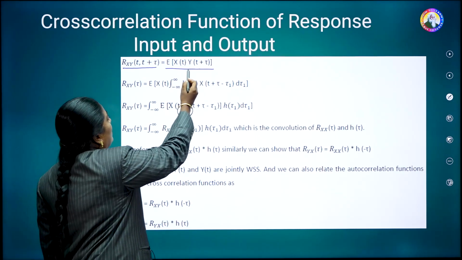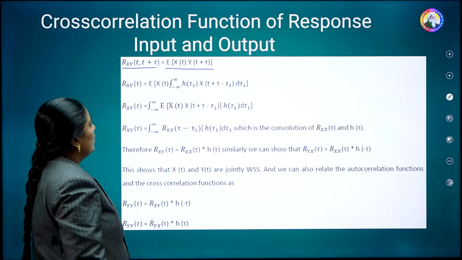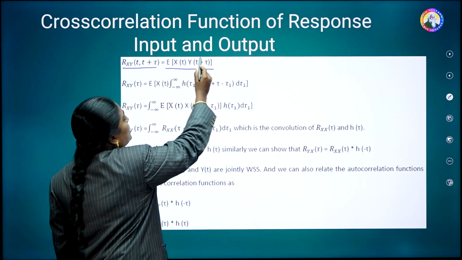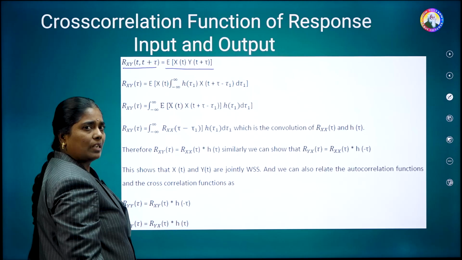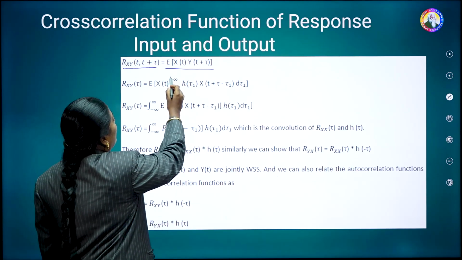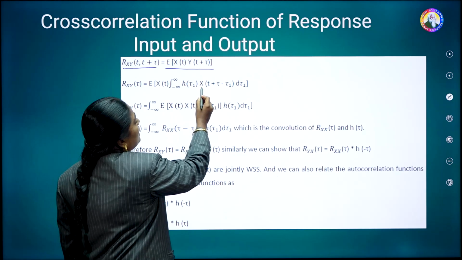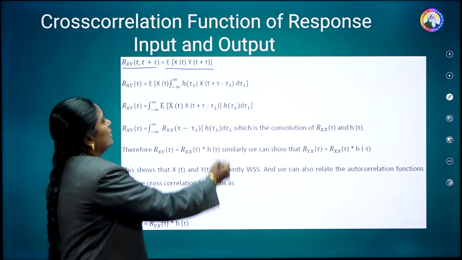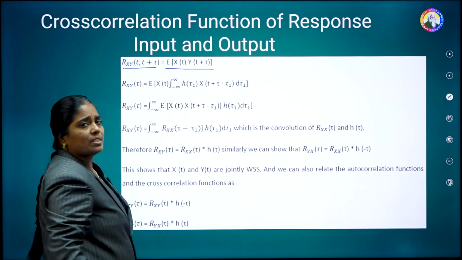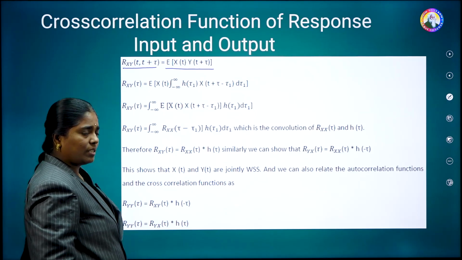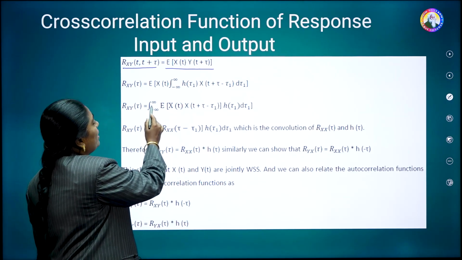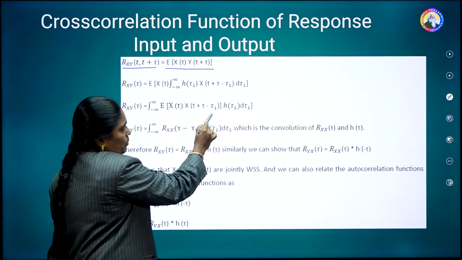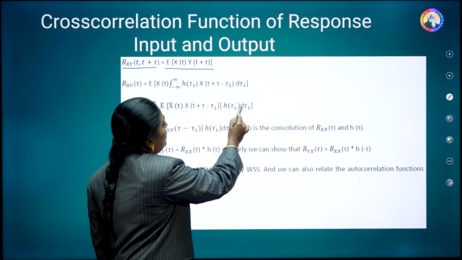Now, writing the expression for y of t plus tau, this is equal to E of x of t as it is. This is nothing but the convolution formula because it is the system response. That can be written as integral from minus infinity to infinity of h of tau 1 into x of t plus tau minus tau 1 into d tau 1. Writing in terms of convolution, then in terms of integration, we obtain this. Now, rearranging the terms, that can be equal to the integral from minus infinity to infinity of E of x of t into x of t plus tau minus tau 1 whole into h of tau 1 into d tau 1.